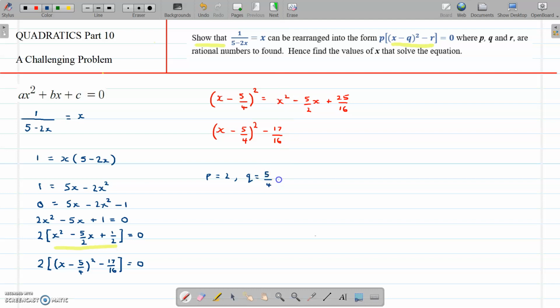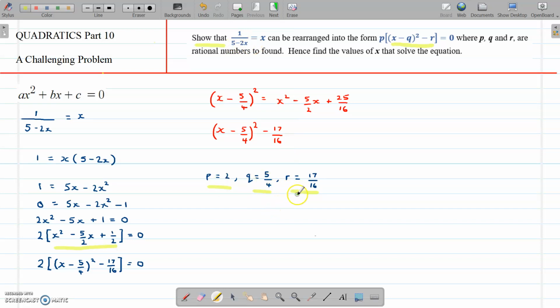And finally, R is equal to 17/16, because again, the minus sign is there for us. Had that been a plus sign, we would have needed to put R as negative 17/16, but it's not, it's just 17/16. So that has fully answered the first part of the question. All right, so it's a difficult question because you've got to make a start, really. A lot of people would look at that and wouldn't know quite what to do to start with, but it's always a good tip if you've got a fraction to multiply by the denominator first.